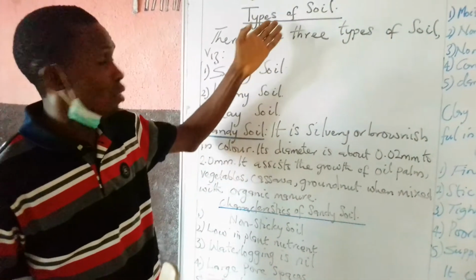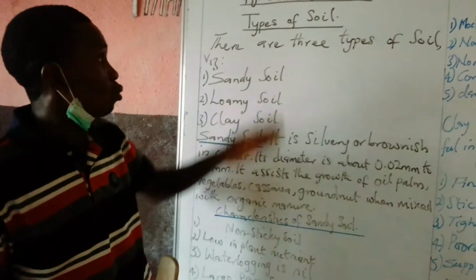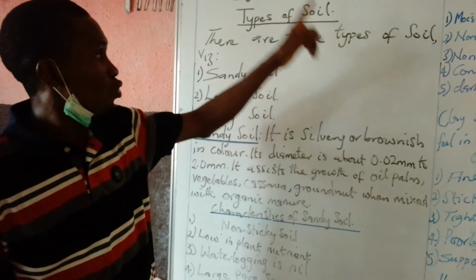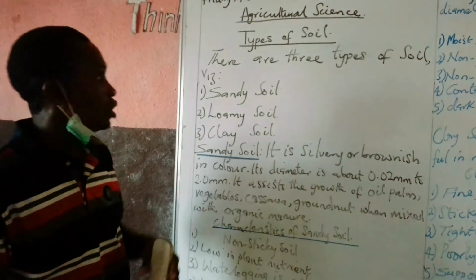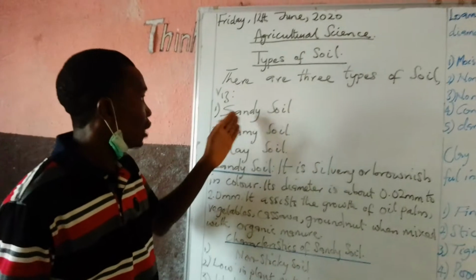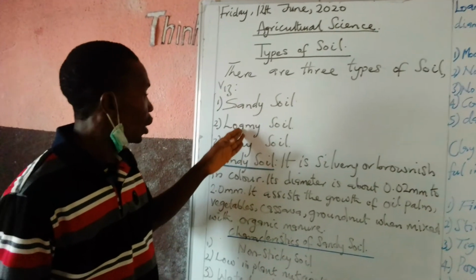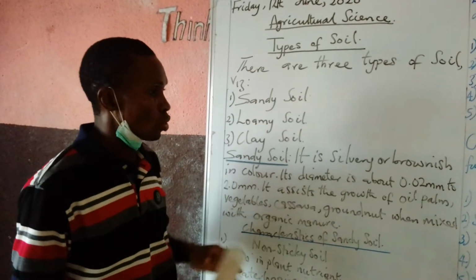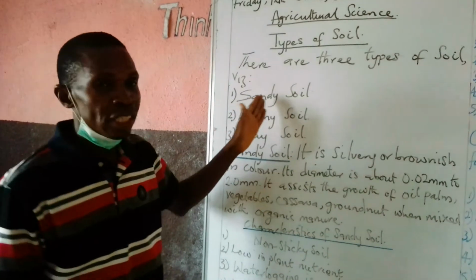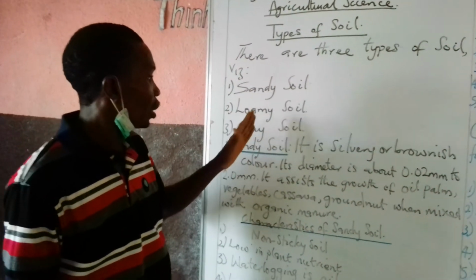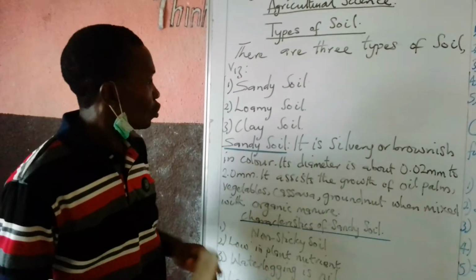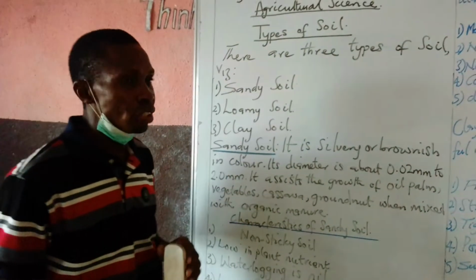Now, having looked at soil in the recent part, we want to talk about types of soil. Here we have three types of soil: sandy soil, loamy soil, and what? Clay soil. Can you say that? Sandy soil, loamy soil, and clay soil. So these are the three major types of soil.